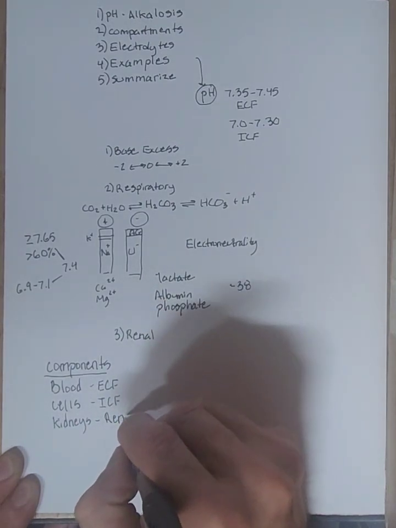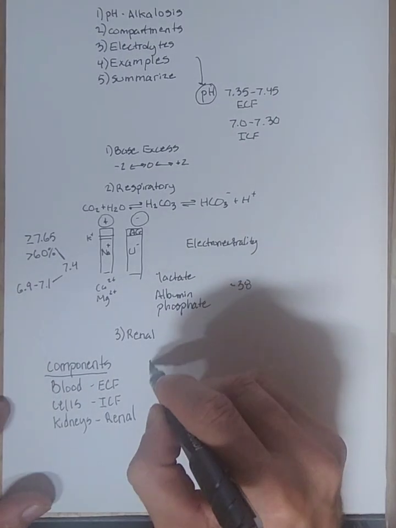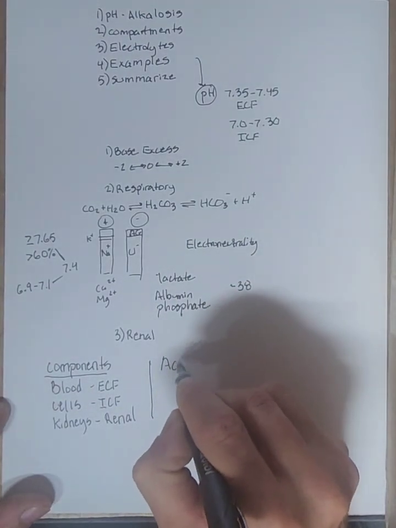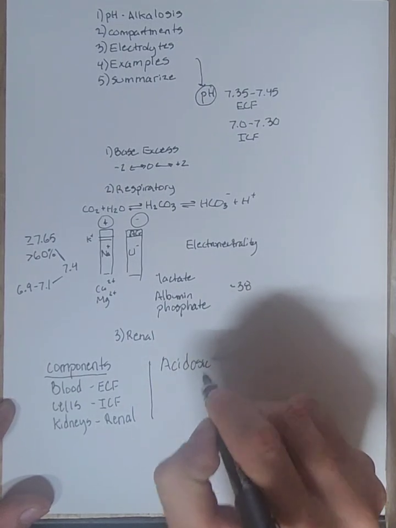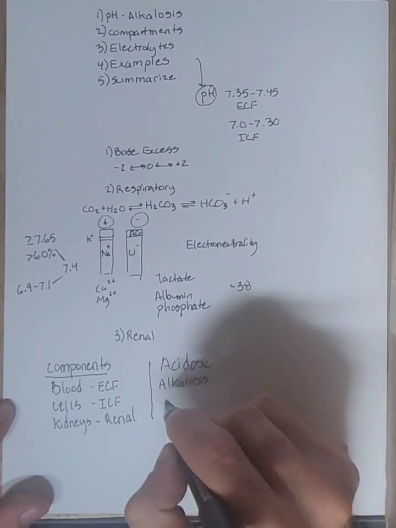So renal. Because the renal system really is the body's primary way that it buffers acids and bases, gets rid of bicarb, retains bicarb. 80% of the bicarb in the body is retained by the kidneys. So there's the most amount of specialized cells that are transporting sodium, potassium, hydrogen, chloride, bicarb back and forth. There's more of those in the kidney than almost anywhere else in the body. So there's your components. Now over here, we have acidosis, alkalosis, respiratory.